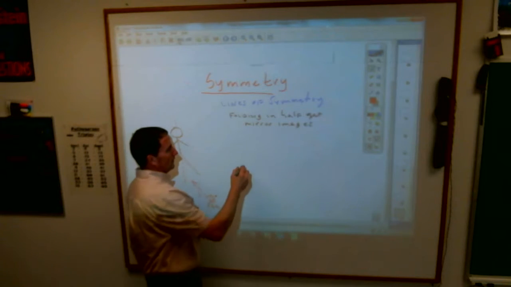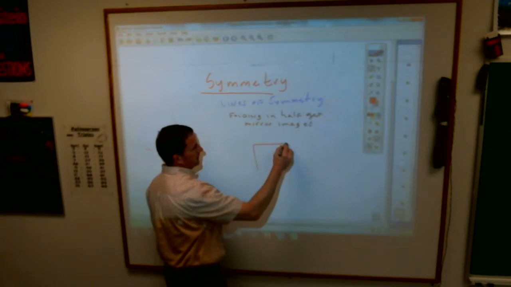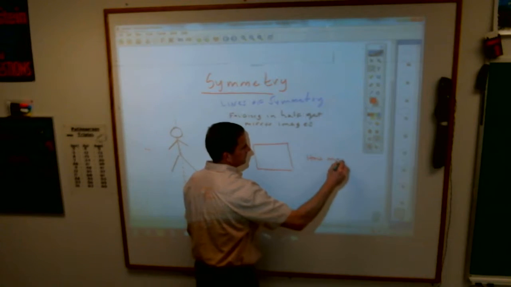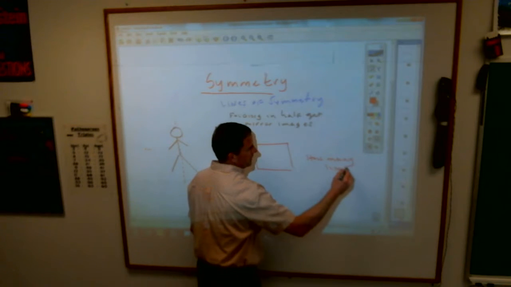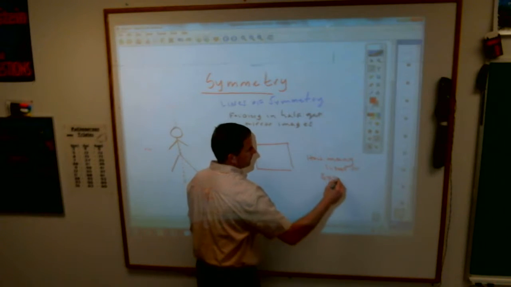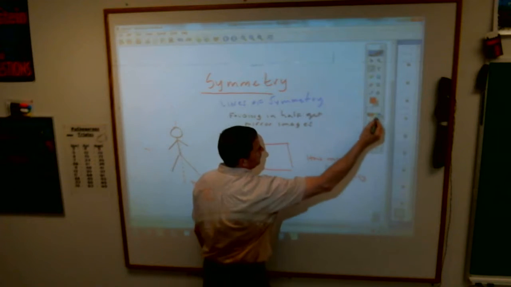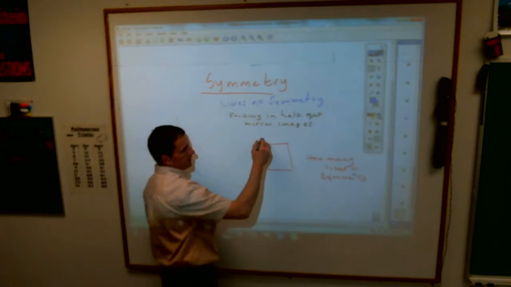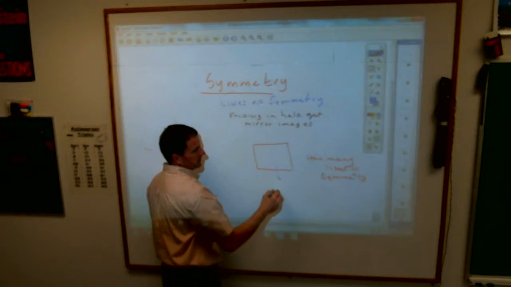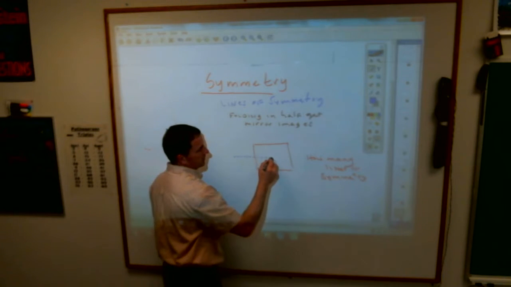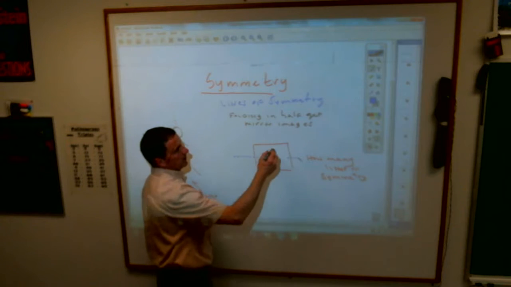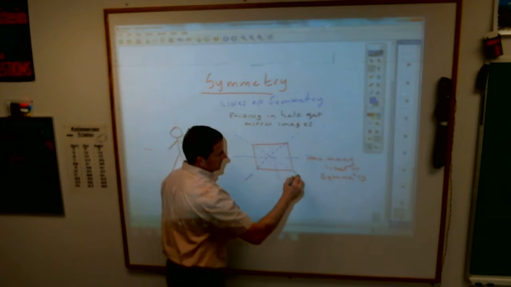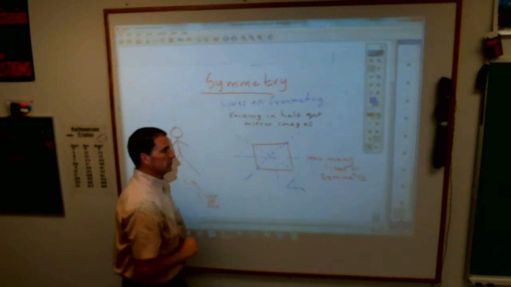For example, if you have a square and I asked you how many lines of symmetry, how many do you think a square has? John? Four, because you can cut a square in half like this and get identical pieces. You can cut a square in half like this and get identical pieces. You can cut a square on its diagonals and get identical pieces. So it does have four lines of symmetry.